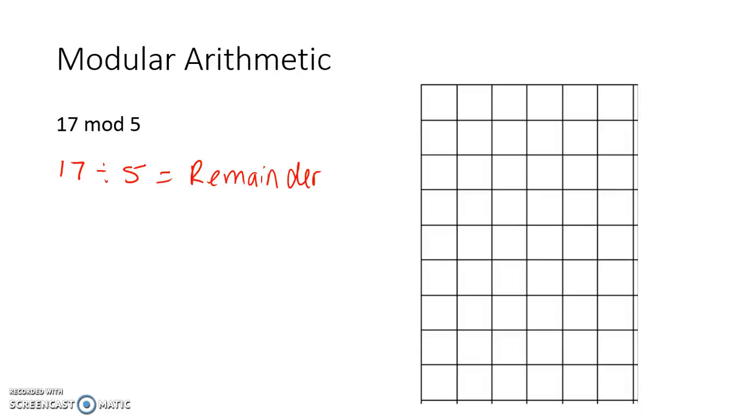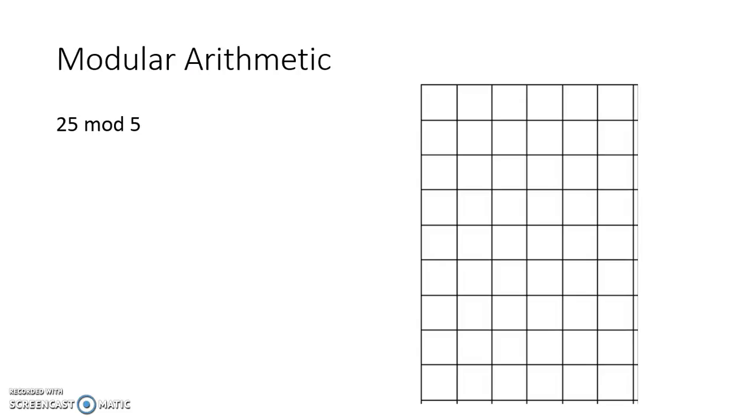Okay? So to do this problem, we would take 17 divided by 5. 5 doesn't go into 1, but it goes into 17 3 times. 3 times 5 is 15. When I subtract, I get 2. I stop. 17 mod 5 is 2. And that's your answer.